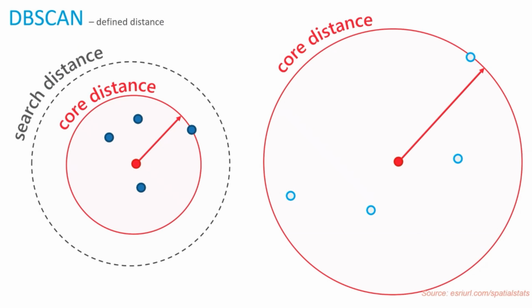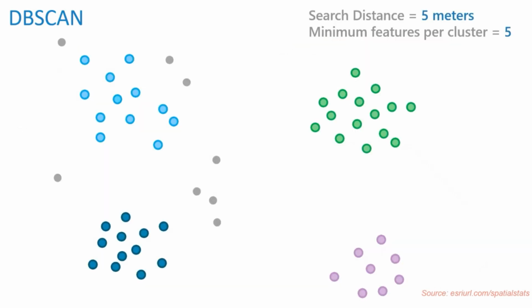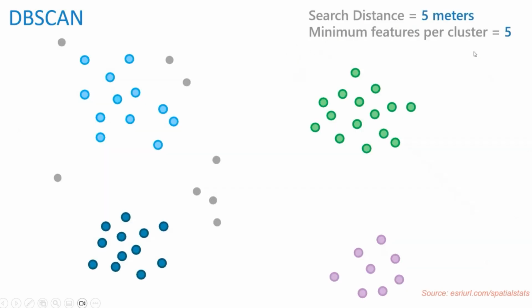If the core distance is greater than the search distance, that would be a low density area. So that's the same concept we are using here. I hope I didn't confuse you much. So basically, this will be high density and this will be regions of low density. And let us take the same parameters. Say our search distance is 5 meters and I need at least 5 points in my cluster.